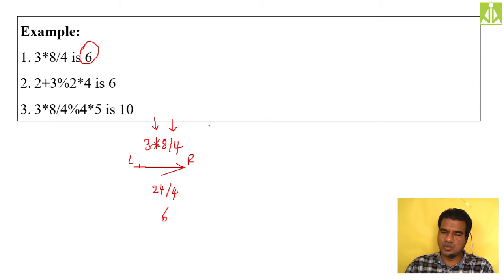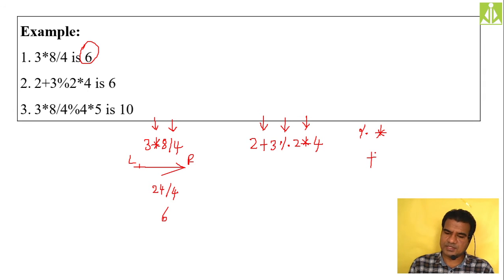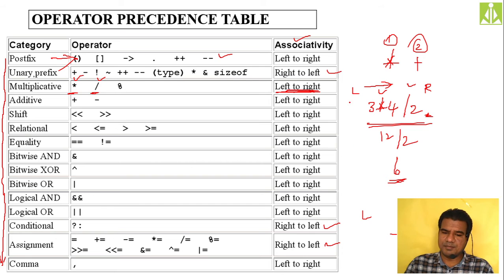Take the next one: 2 plus 3 modulo division 2 multiplied with 4. How many operators? 3 operators: operator plus, operator modulo division, operator multiplication. In these 3, we have modulo division and multiplication at one precedence level and plus at another precedence level, as you can see.